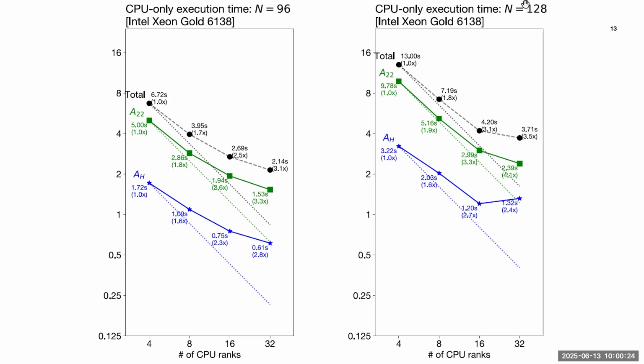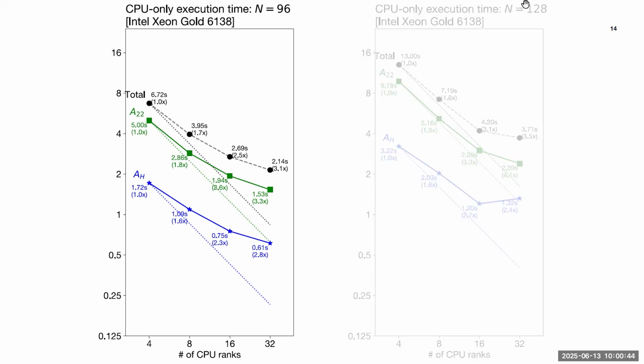So as you can see here, as you increase the number of CPU cores, you do get speed up, about 3.1 to 3.5x, but there are varying breakdowns in time for the different subsolves. So A22 takes more time than the A sub h subsolve in this case.